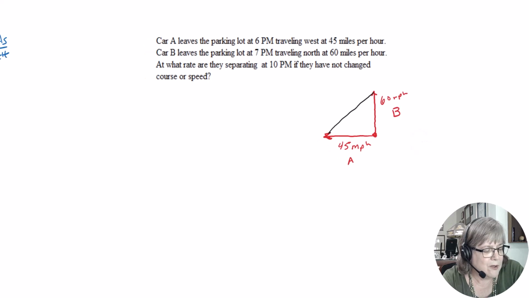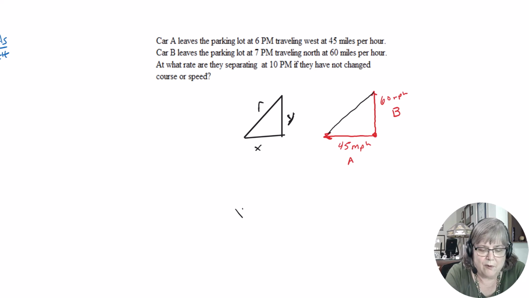And so in order to do that, I think I need to talk about a couple of things. First off, I'm going to set it up with unknowns. So this would be something like x, and this is y, and this is r. And so I'm going to use the Pythagorean theorem: x squared plus y squared is equal to r squared. Okay?